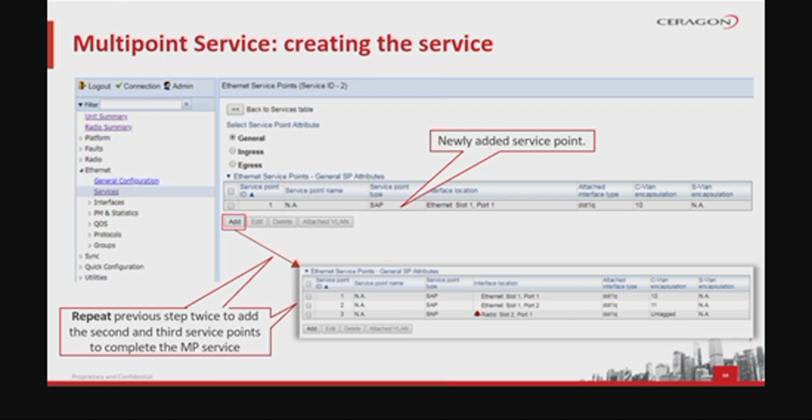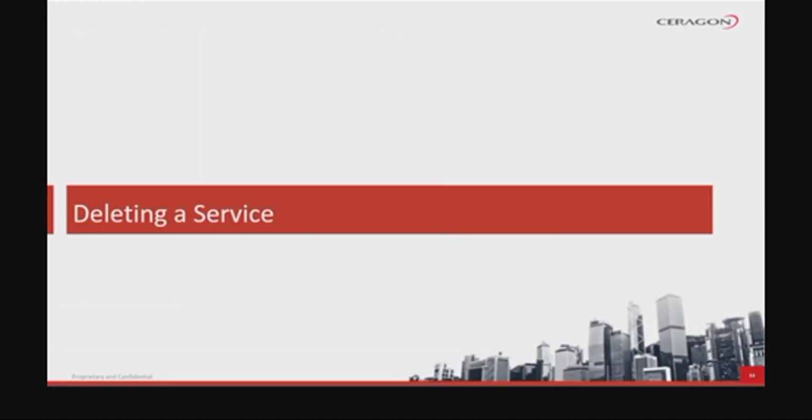So next step is to actually repeat twice the previous step to add the 2 remaining service points. The result is shown in the bottom right picture, the 3 service points inside service ID number 2. Now, as per our example, Ethernet frames tagged with VLAN 10 and 11 coming from Ethernet port 1 and 2 will flow towards radio interface slot 2 port 1, and, of course, vice versa. In the following we will see how to delete a service.